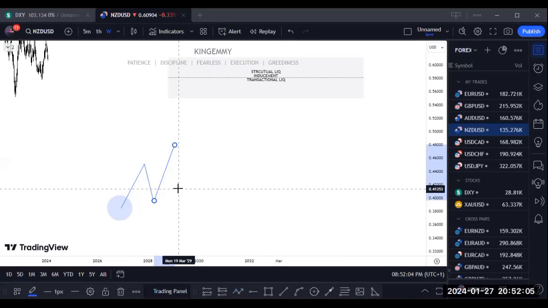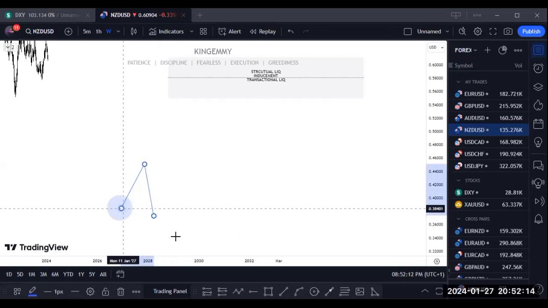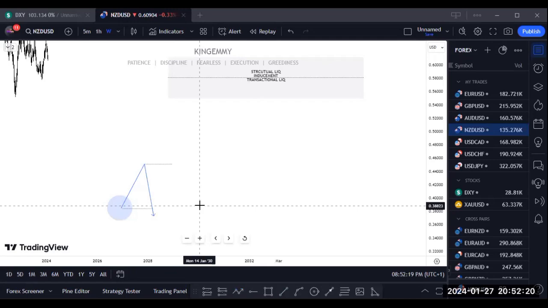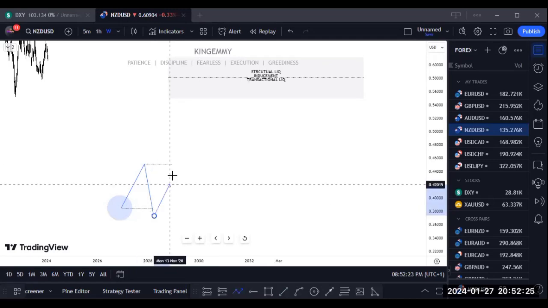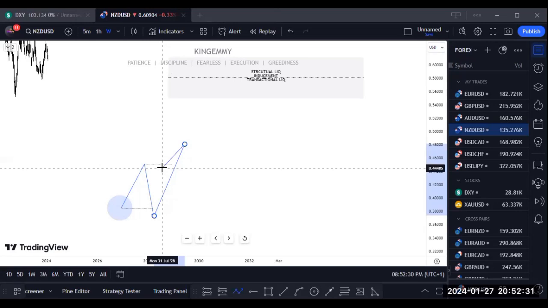So if you want to deal with a high probability structure, that high, with the low first of all taken out so that the high can be confirmed. Then what do we want to see? We want to see price do a breakout, a first breakout, right? This is what people call break of structure.